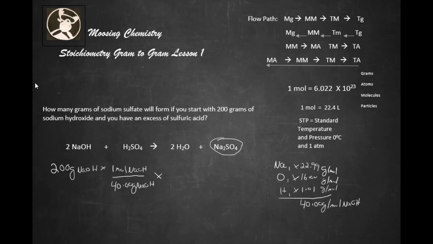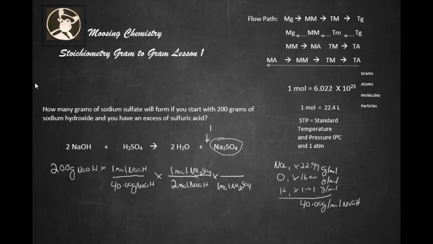Now we want to convert this into moles of sodium sulfate. So we have to look at the mole ratio. Right there, there's nothing there, so that's assumed to be a 1. So we have 2 moles of sodium hydroxide to 1 mole of sodium sulfate. Okay, so far so good. But we don't want moles of sodium sulfate, we want grams of sodium sulfate. So we're going to put 1 mole down here of sodium sulfate.